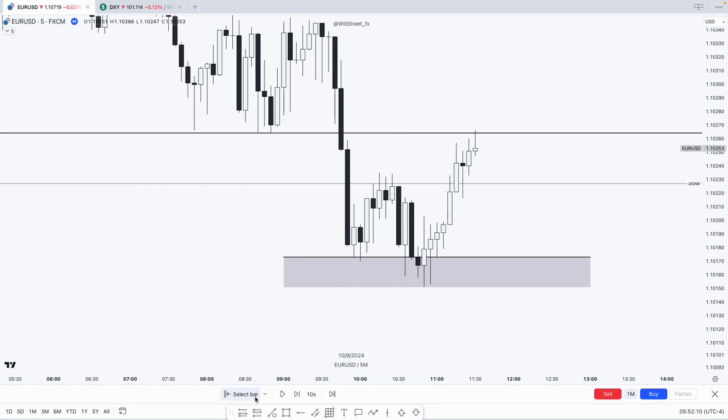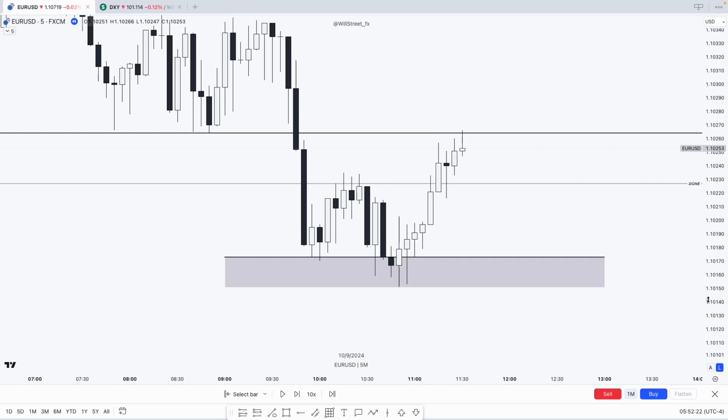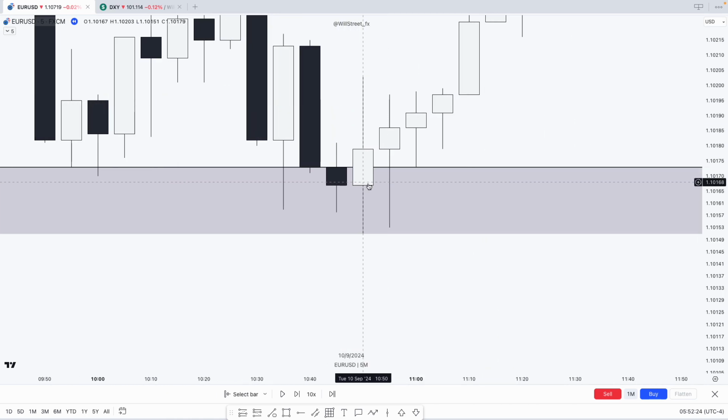So this should happen exactly the same at the beginning of the 10 a.m. candle. But look at what happened here. At the new 11 a.m. candle tries to make a lower low. And when this happened, look at the time.